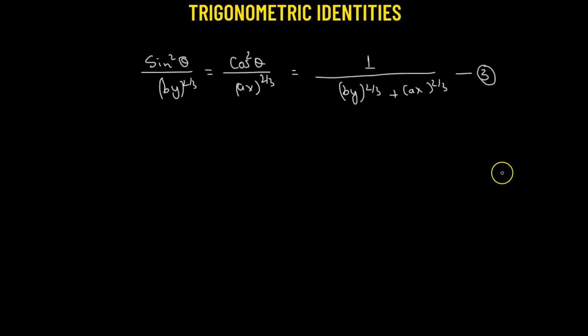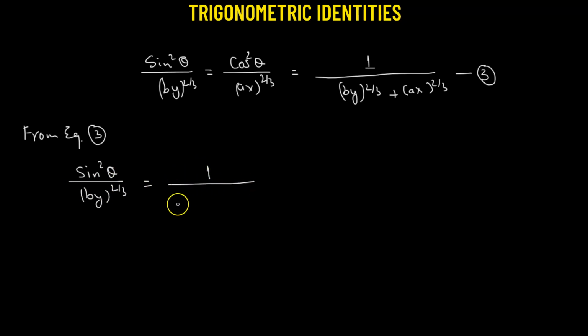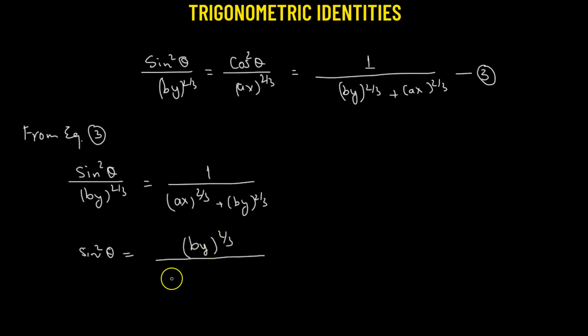Now we will be using equation number 3. From equation 3, we pick up the ratio sine squared theta divided by by raised to the power of 2/3, and this equals 1 divided by ax raised to the power of 2/3 plus by raised to the power of 2/3, which can also be expressed as sine squared theta equals by raised to the power of 2/3, whole divided by ax raised to the power of 2/3 plus by raised to the power of 2/3.